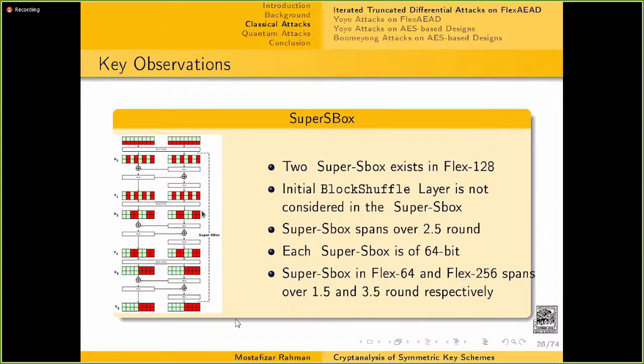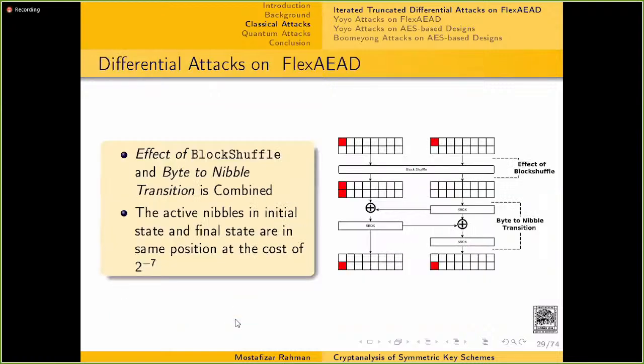So for AES 128, we observe that there is a super S box which spans over 2.5 rounds. And in a similar way, there are Flex 64 design and Flex 256 design, where the super S box spans over 1.5 rounds and 3.5 rounds respectively. Now I exploit this observation to attack the internal key permutation of the Flex AED.